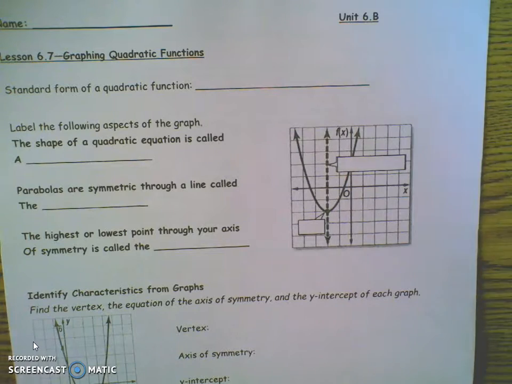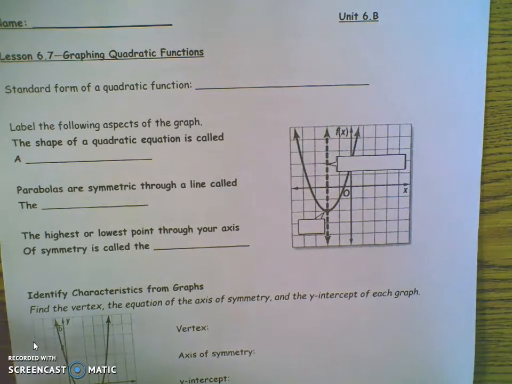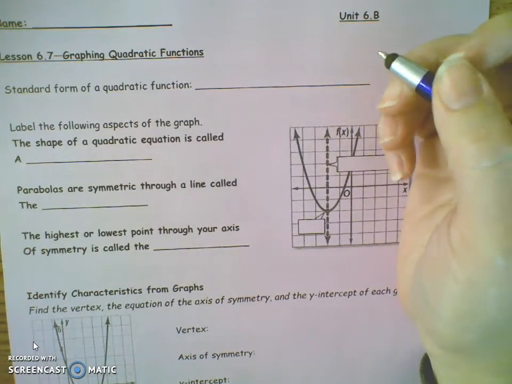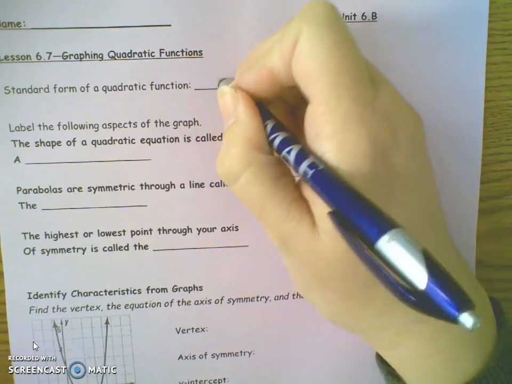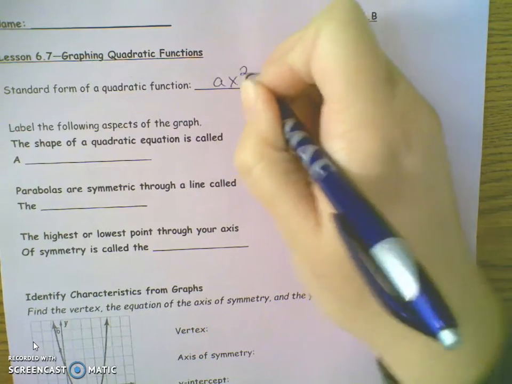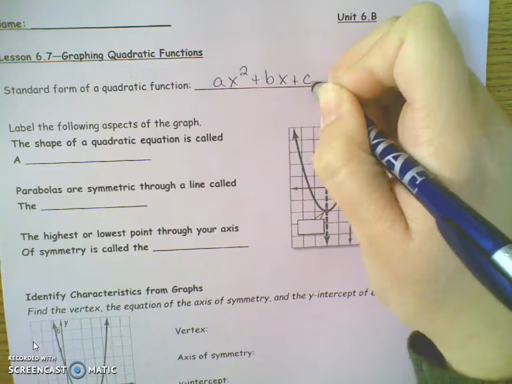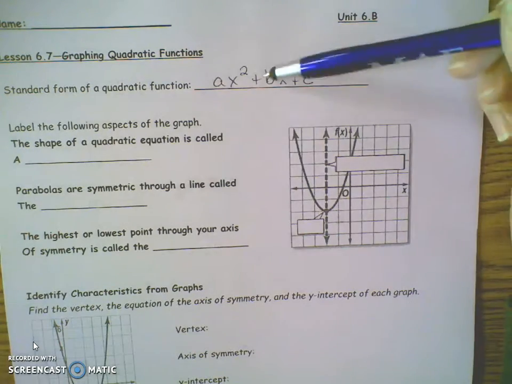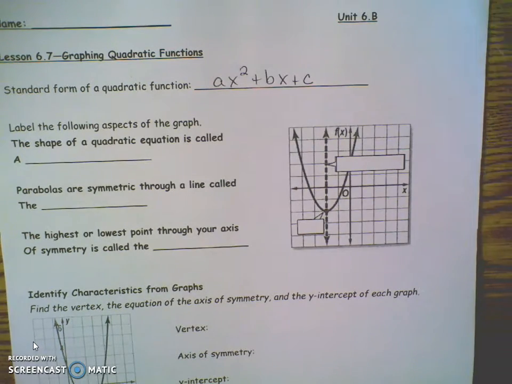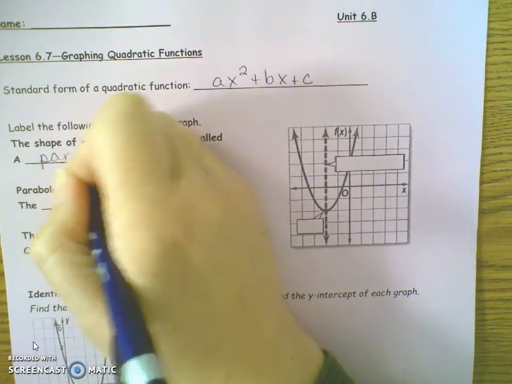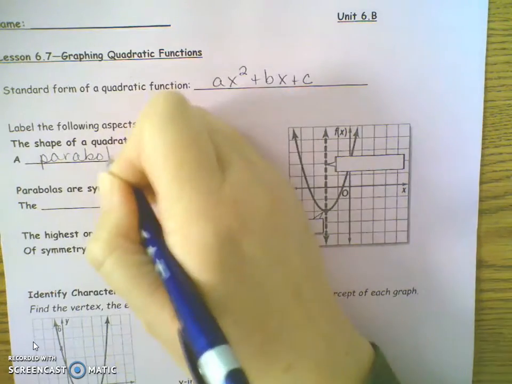So some of this is going to be review and some of it's going to be new. We're going to use what we already know to help us graph quadratic functions. Our standard form is ax squared plus bx plus c, where a, b, and c are just numbers, constants. The shape of a quadratic equation is called a parabola. That's that arch shape.